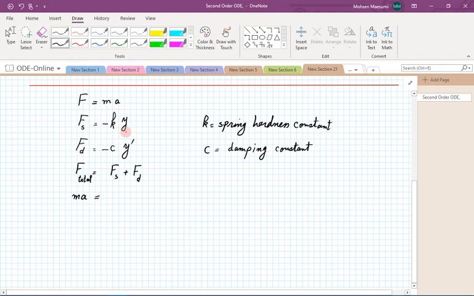Total force by Newton's law is ma, and let me, just for the sake of similarity, write this thing as force is proportional to y double prime. Well, that's what our acceleration is. So let me also reflect the same way here. So my y double prime is equal to minus ky, and this is minus cy prime.